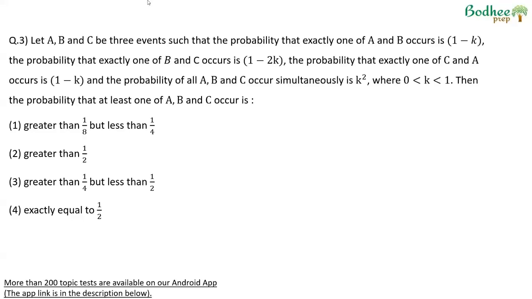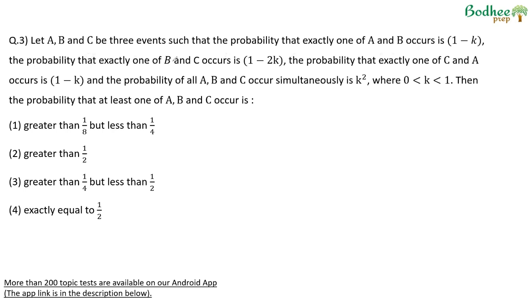Let A, B, C be 3 events such that probability that exactly one of A or B occurs is 1 minus k.